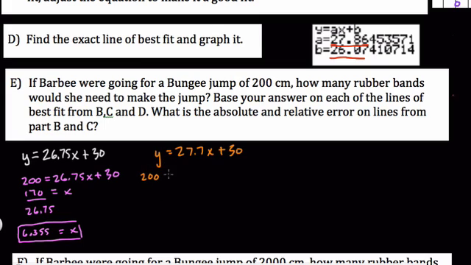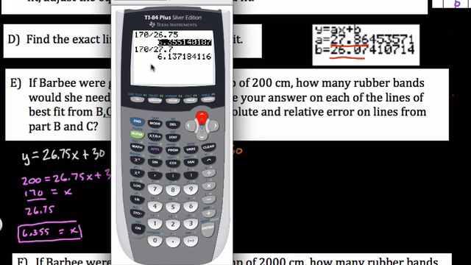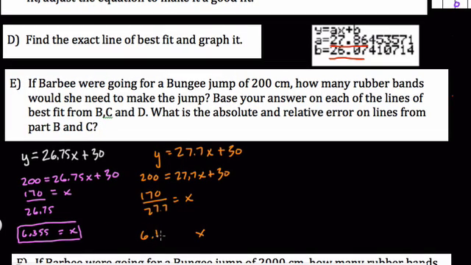So now it's 200 equals 27.7x plus 30. Subtract 30 from both sides, and then divide by our slope, or 27.7, and that gives us our x value. And this is going to equal what? Well, let's go over here. We've got 6.137, so a little bit less, right? 6.137, because our slope is greater. It's going to give a little bit less of a value, because the rate is increasing faster. So that means 6.137 rubber bands will bring you the same distance.